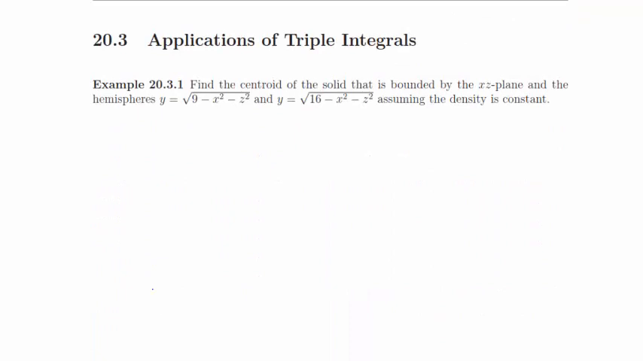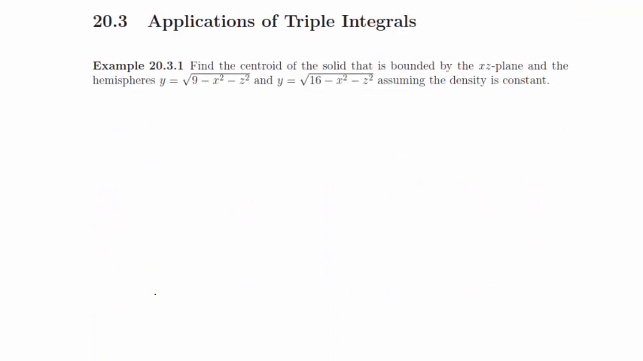All right, let's go ahead and go down to our last section, last problem for this entire term. We have the applications of triple integrals for section 20.3, example 20.3.1. Find the centroid of the solid that is bounded by the xz plane and the hemispheres y equals the square root of 9 minus x squared minus z squared, and y equals the square root of 16 minus x squared minus z squared, assuming the density is constant.